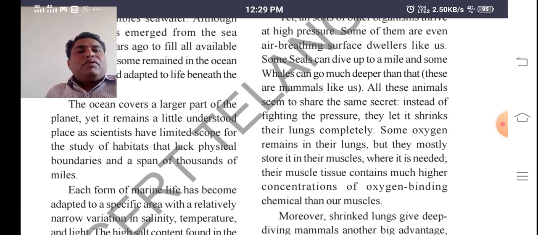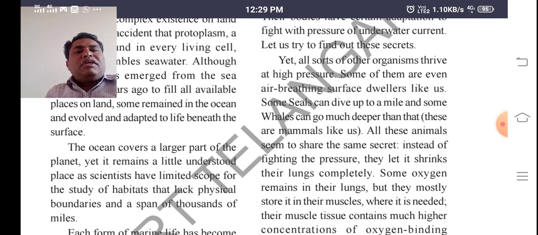Mainly, all sorts of organisms thrive at high pressure. Some of them are even air-breathing surface dwellers like us. Some seals can dive up to a mile, and some whales can go much deeper than that. Due to seasonal reasons, during summer and winter, the pressure changes, temperature changes, and the availability of oxygen also changes.